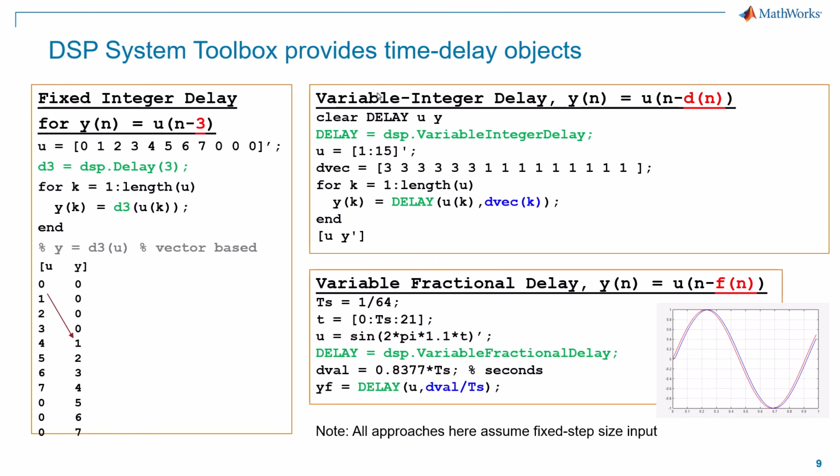There are also objects for variable integer delays, dsp.VariableIntegerDelay, where you can implement u(n minus d(n)), where d(n) is changing at each time step. Or it could be a variable fractional delay, where f(n) doesn't have to be an integer. It could be 1.3692, any positive fractional number you put in there. So these are very convenient system objects if you need to implement variable delays or variable fractional delays. Keep these in mind.